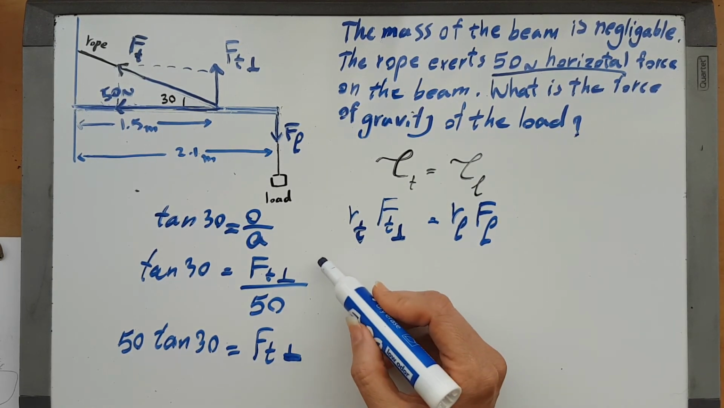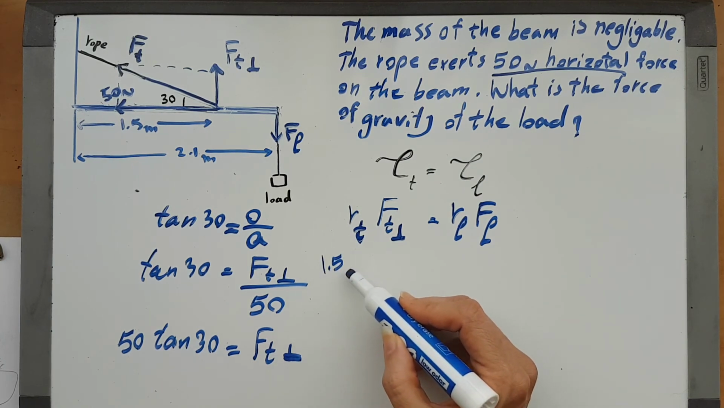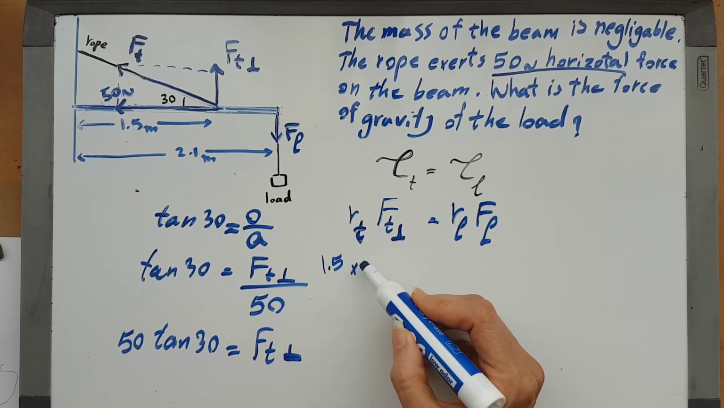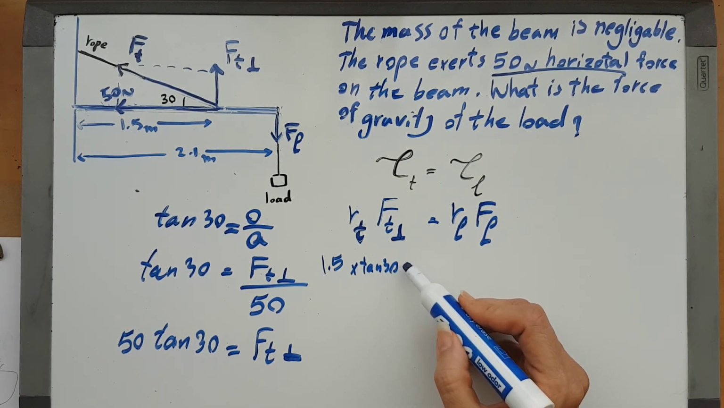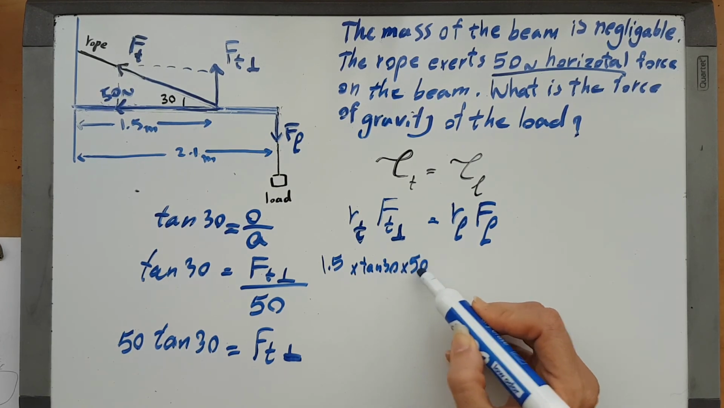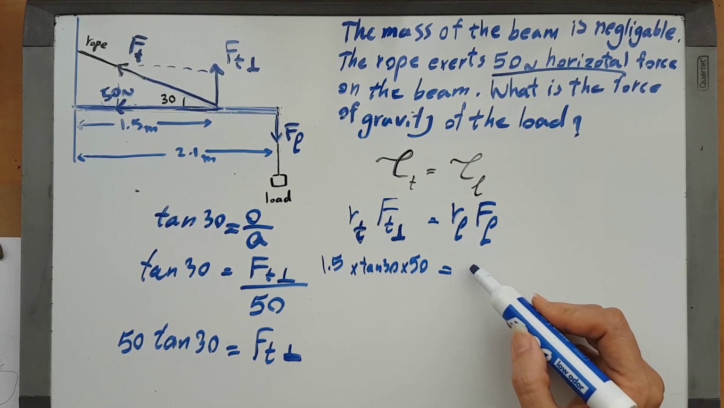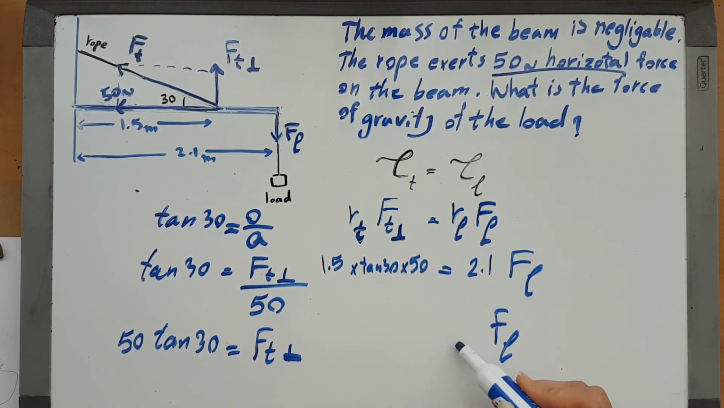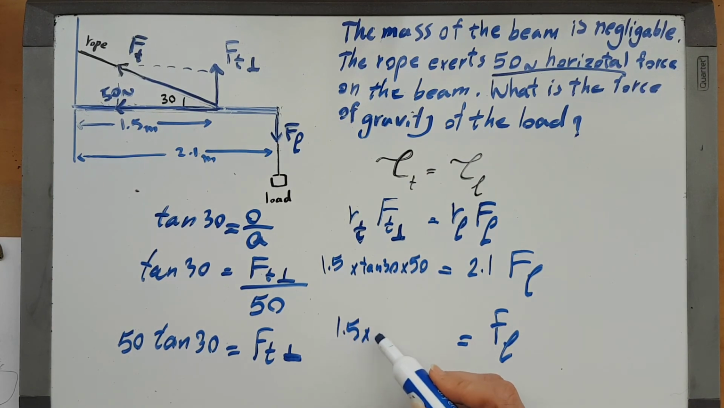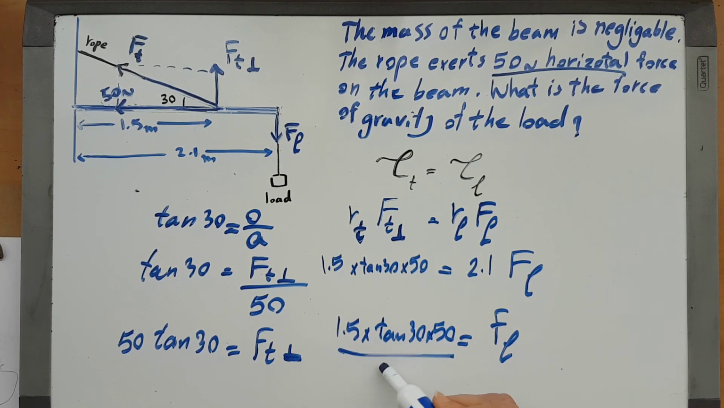So now I have everything I need. The R is 1.5 times tan of 30 times 50, and 2.1, and F of L. So F of L would be this, and this is my answer. You can use your calculator to find the final answer.